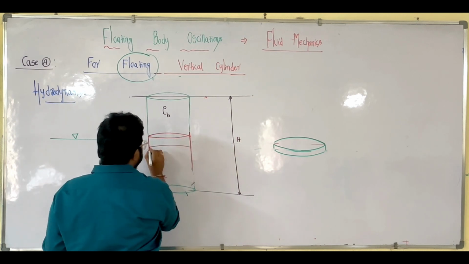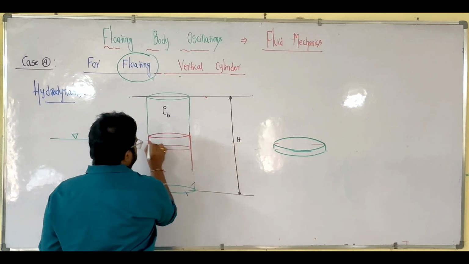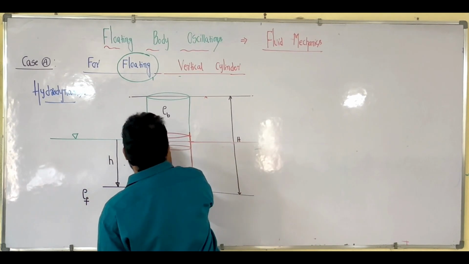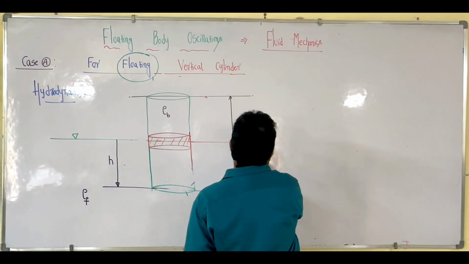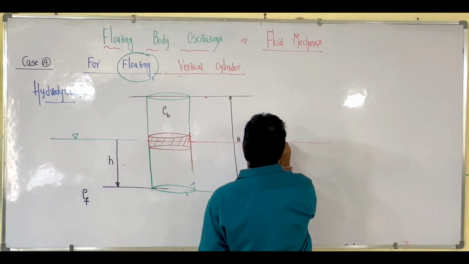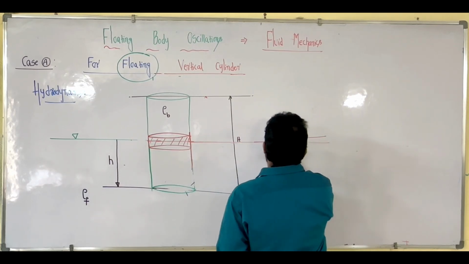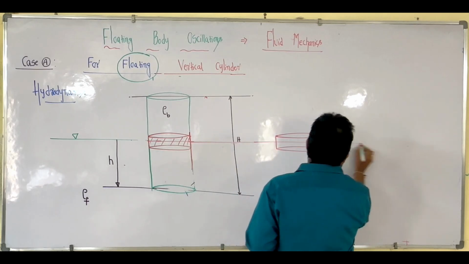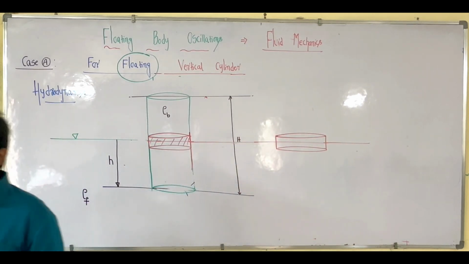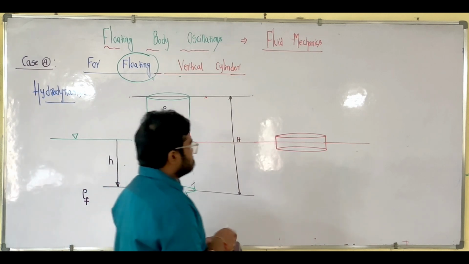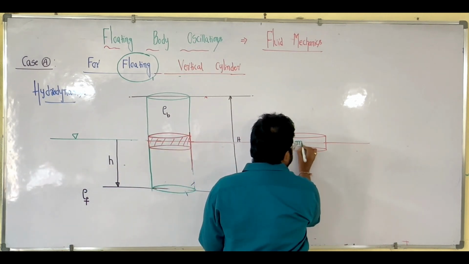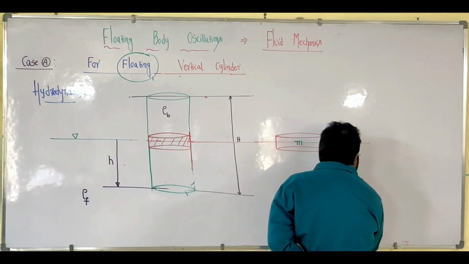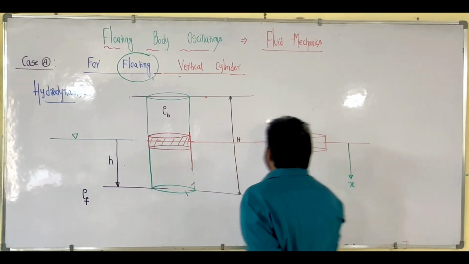Here to here. This is the element. Project the area. Mass of the element is m. Understood? So we need to disturb the system.